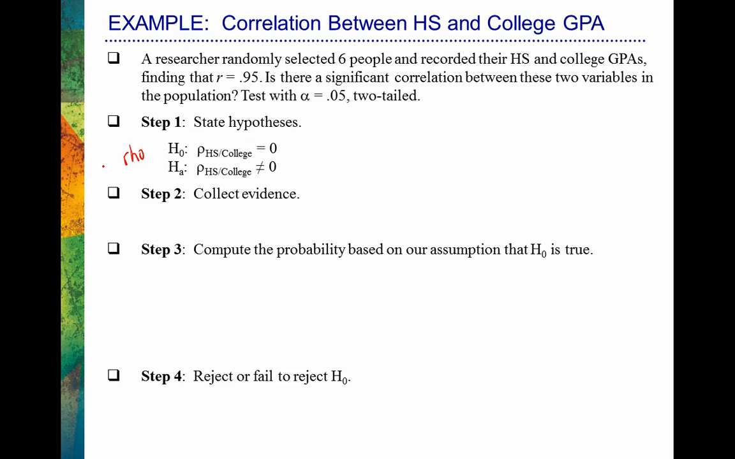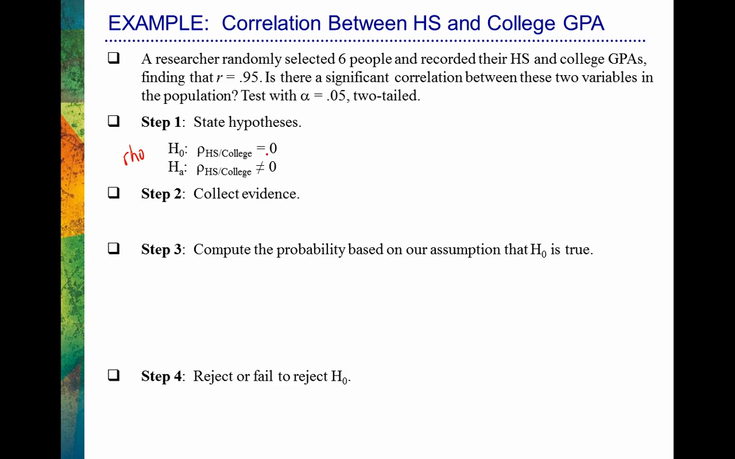Remember, we're dealing with inferential statistics. We're trying to learn about population values based on sample data. Now, the null hypothesis states that there are no relationships, no differences, no effects. Well, if there's no relationship between high school and college GPA, then the population correlation should equal 0.